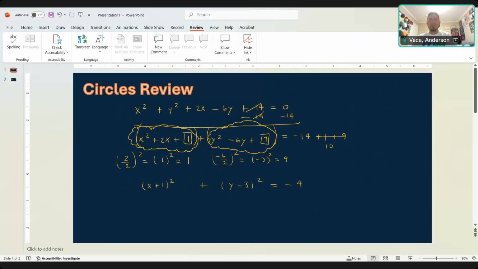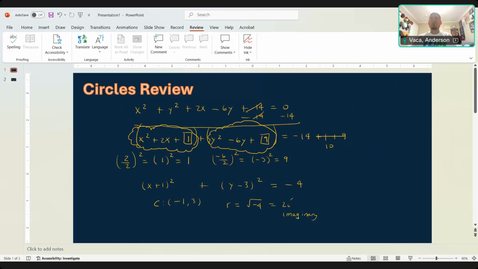This is where I begin to wonder, do we really have a circle or do we have something else? And so, we might say that the center is negative 1, positive 3. Very common to try to go through that process. And then the radius is the square root of negative 4. Well, that is 2i. This is imaginary.